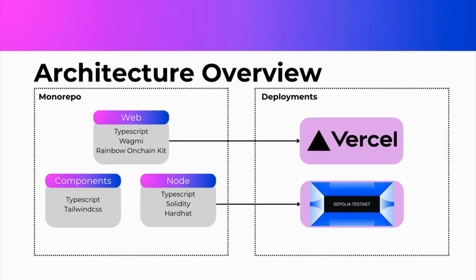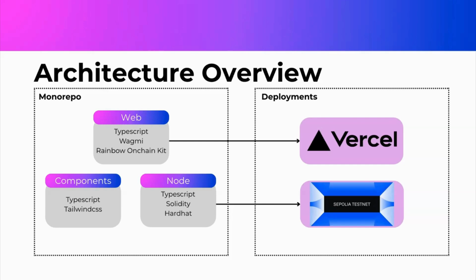The project allows for a monorepo architecture that separates the front end, smart contract, and shared UI components while allowing for unified version control and easier deployment. The web module, built with TypeScript, WAGMI, and Rainbow Onchain Kit, handles wallet connections and user interactions directly from the browser. The Node module contains the Solidity smart contracts and Hardhat environment used for compiling, testing, and deploying the auction logic. The Components module holds reusable TypeScript and Tailwind CSS UI components shared across the project.